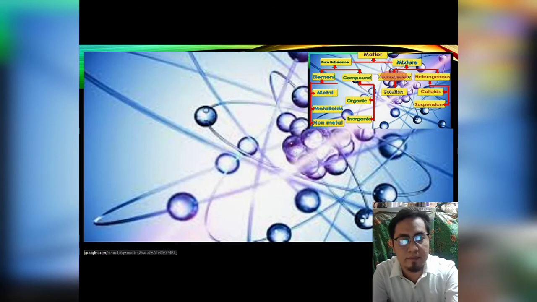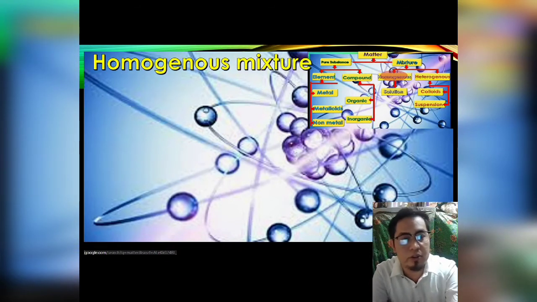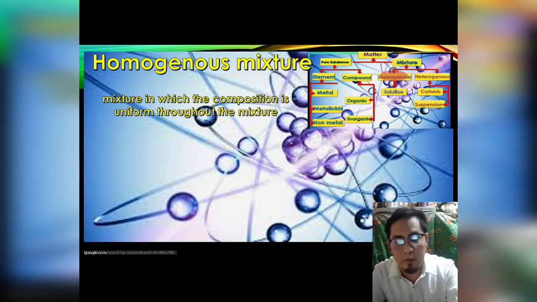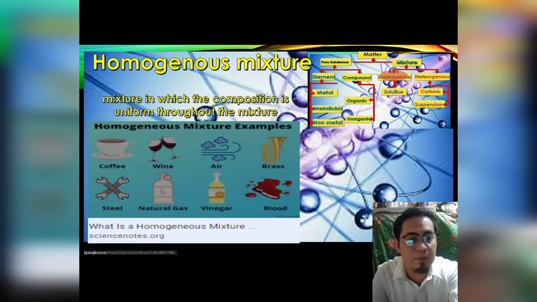Okay, we have two divisions of mixture. We have the homogeneous mixture. It is a mixture in which the composition is uniform throughout the mixture. So, uniform means it has one phase. When you combine it as one phase, examples of homogeneous mixture are coffee, wine, air. Air is a mixture of different gases. Brass, or metal, steel, natural gas, vinegar.